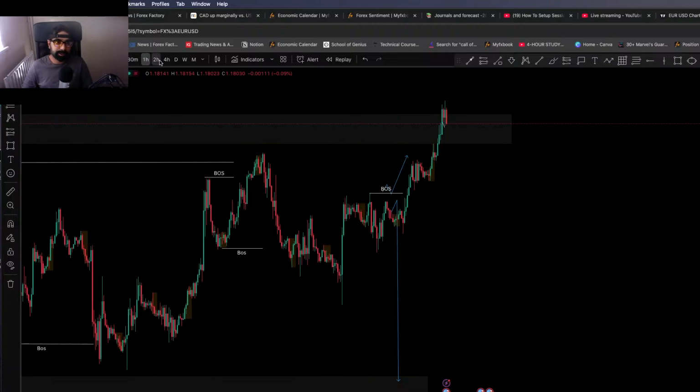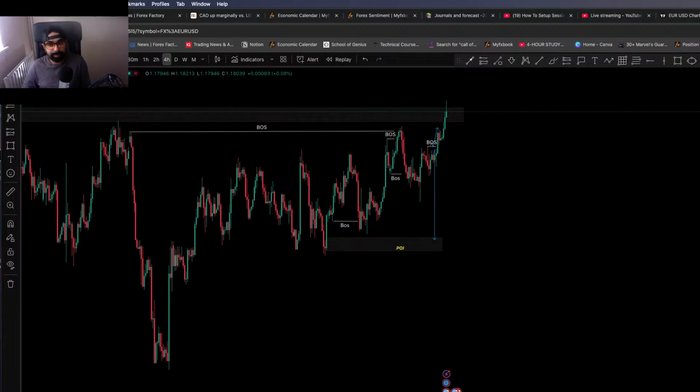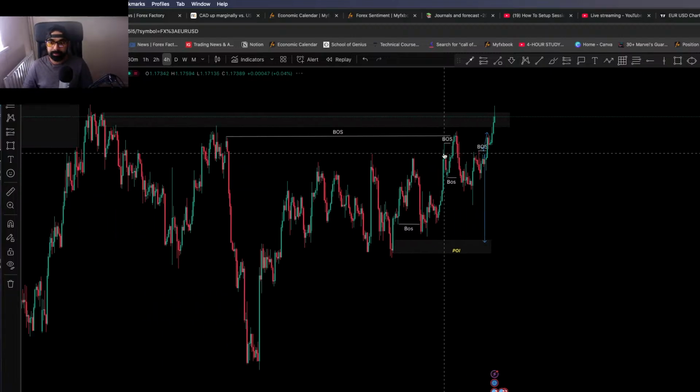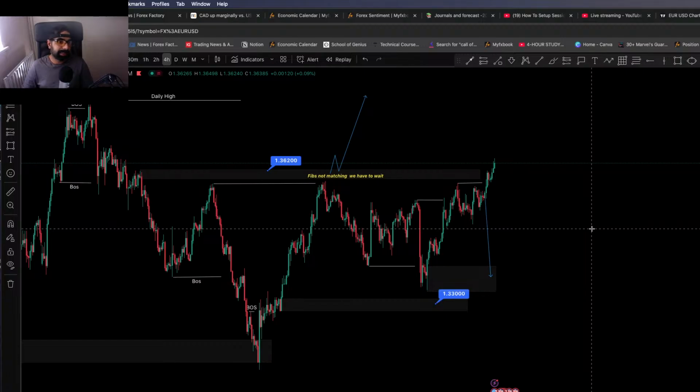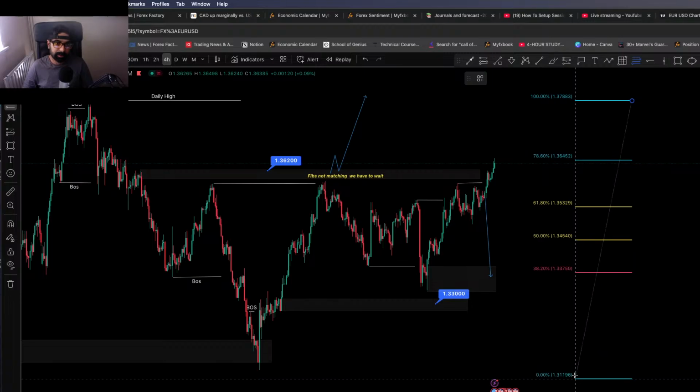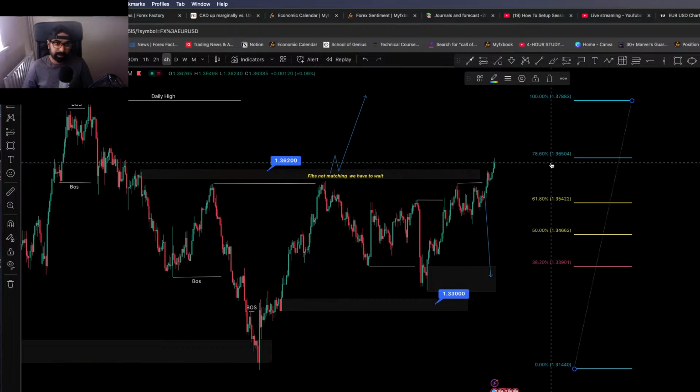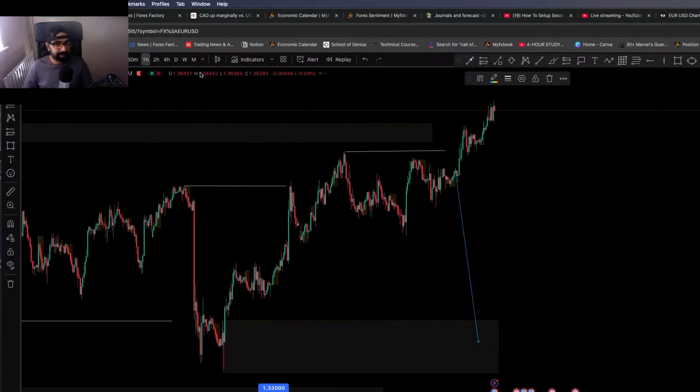That's Euro USD for me. So these are the pairs that I do trade normally. Pound USD is pretty much the same thing. You've got high to low, and then you've got 71. Look, the fibs are not matching here. So for me, that's an invalid trade.